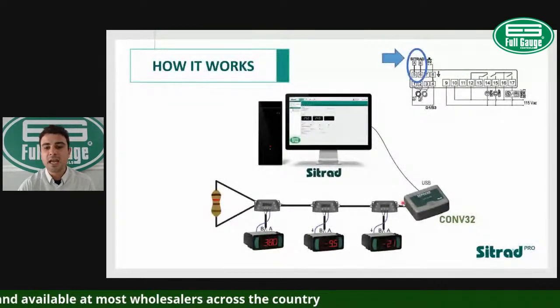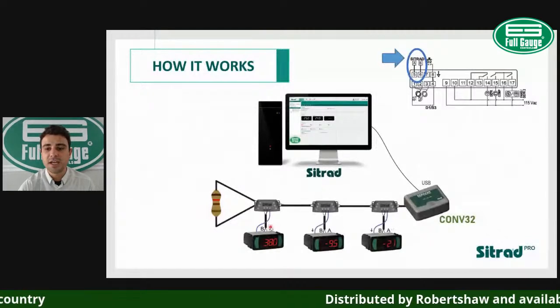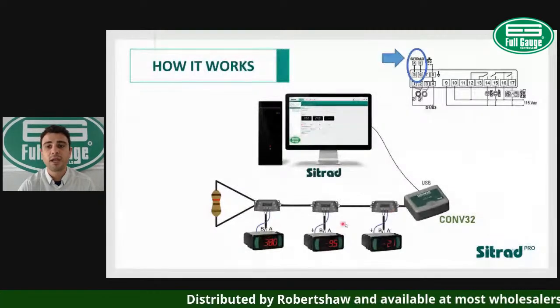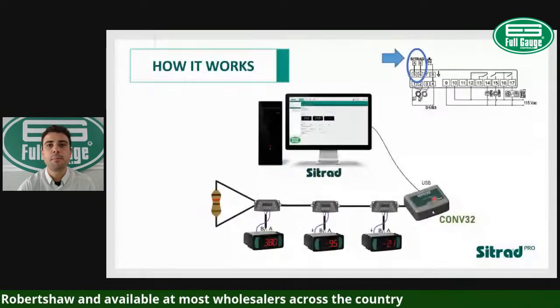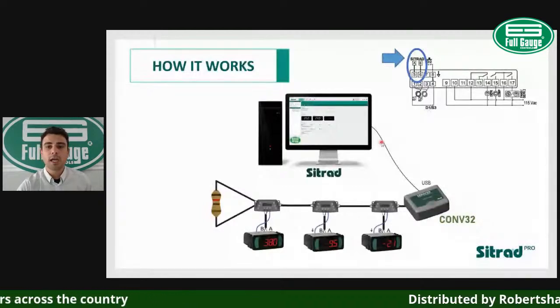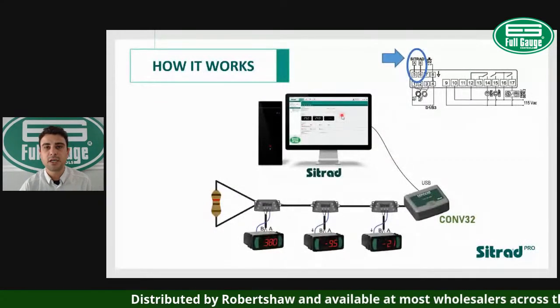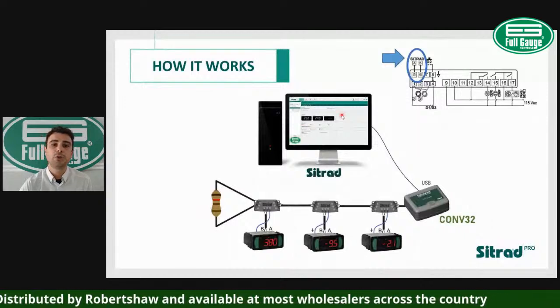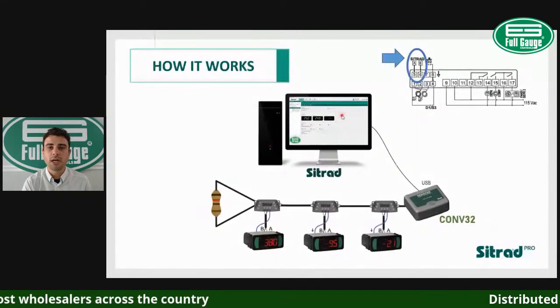So I have my A and B connection, my RS-485 daisy chain set up here, going into the CONV32, and the CONV32 provides a USB port to the computer. The USB port comes out of the CONV32 and allows you to connect with the computer. Once that is connected, C-Trod is downloaded.